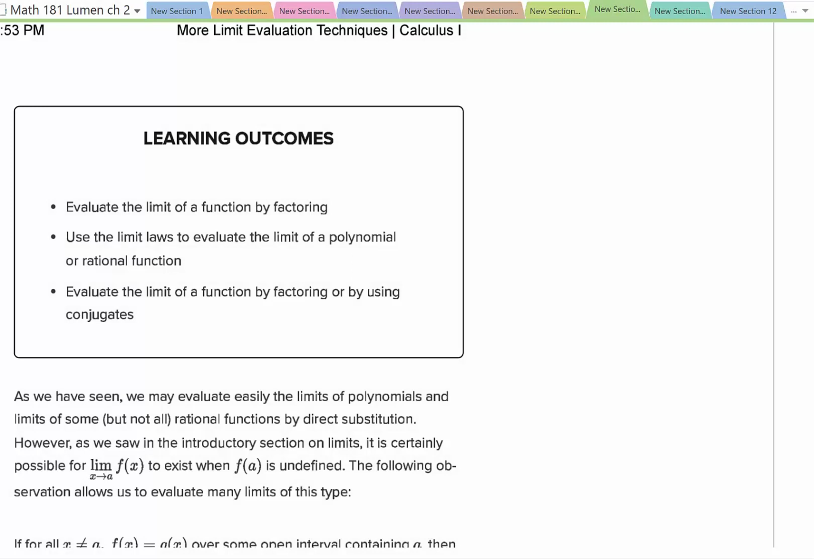Who's ready for some more fun with limits? In this section, we're going to look at how to evaluate the limit of a function by factoring, use the laws of limits to evaluate the limit of a polynomial or rational function, and evaluate the limit of a function by factoring or by using conjugates.